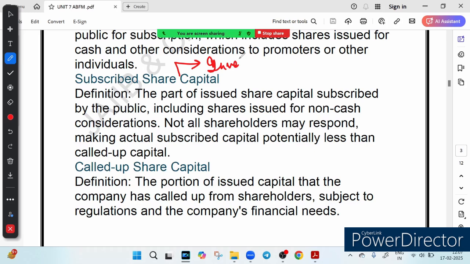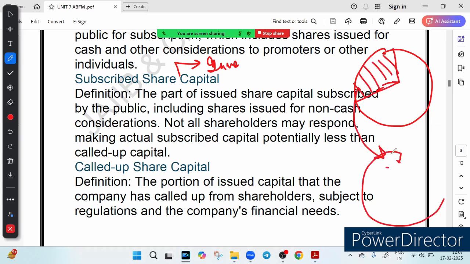Not everyone will buy all the shares issued. So suppose this is the company's total shares, and out of this, this much is the issued portion, right? If we zoom into it, this is our issued share. Not everyone will buy all the shares issued. The amount actually subscribed by the investors is called subscribed share capital. So suppose only this much, which I am showing in red, is subscribed out of this issued capital.